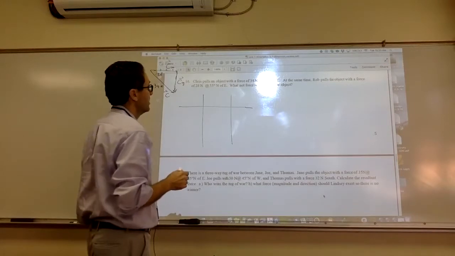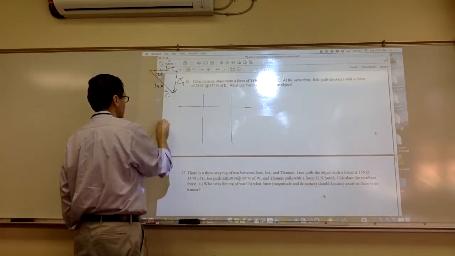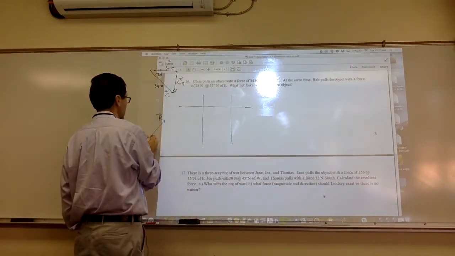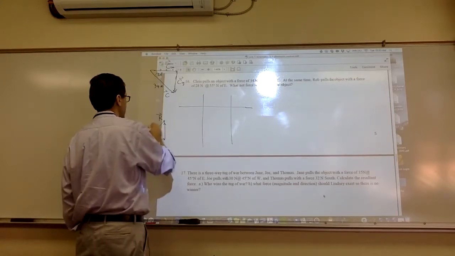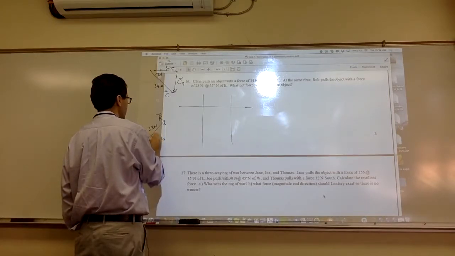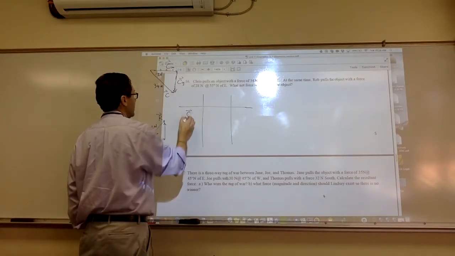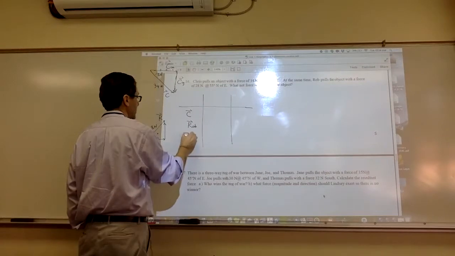And then we have Rob. It's going north of east. So Rob is this way. Here's the x component, here's the y component. This is 28 newtons, and this angle here is 55. And that's it. Now I'm going to put C for Chris and R for Rob, because then this is the resultant.